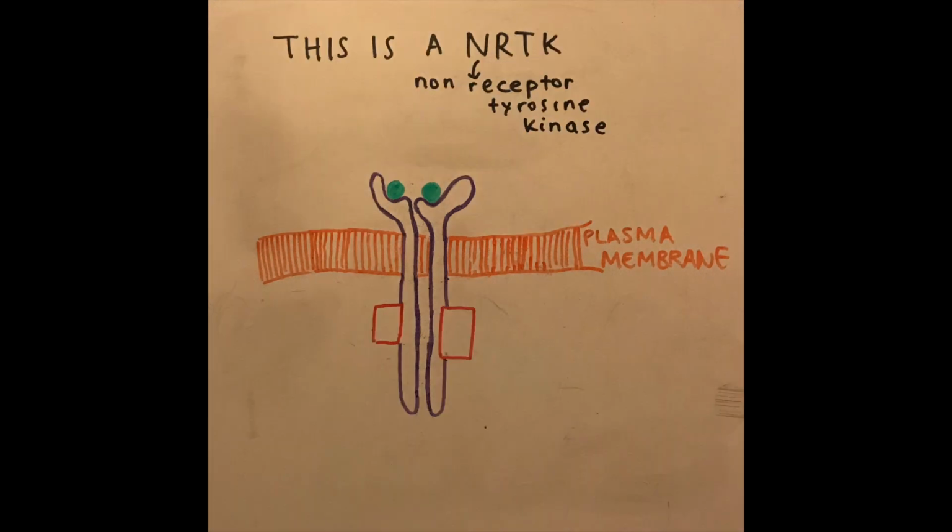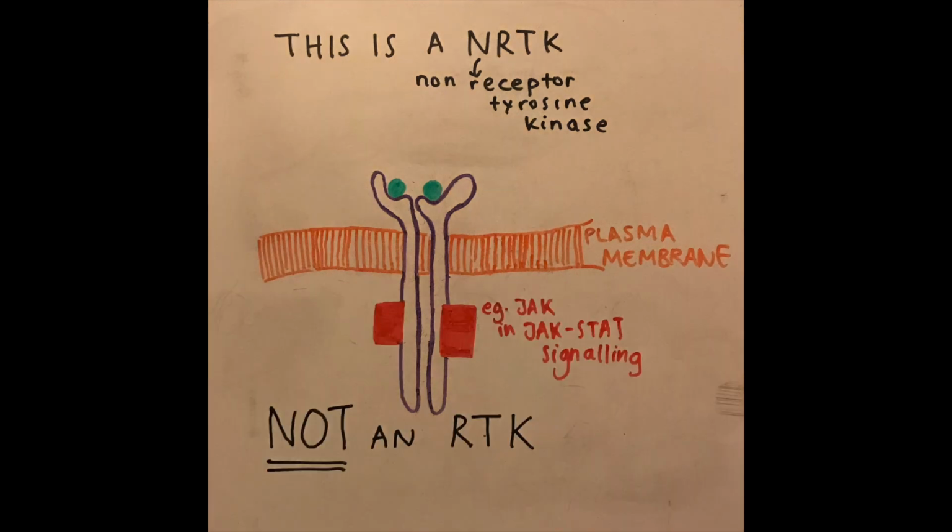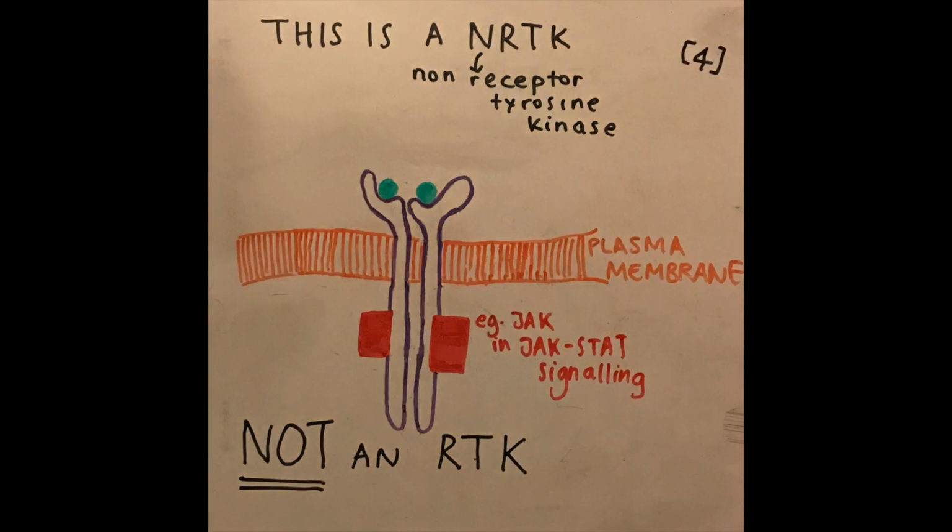It is important not to confuse receptor tyrosine kinases for non-receptor tyrosine kinases. Non-receptor tyrosine kinases do not have a transmembrane domain. They are cytoplasmic tyrosine kinases that associate with a receptor that does not have kinase activity. For example, in the JAK-STAT signaling pathway, JAK has kinase activity, but the receptor it associates with does not.